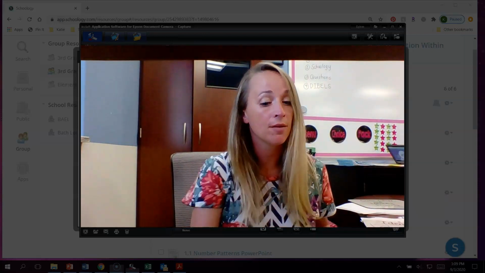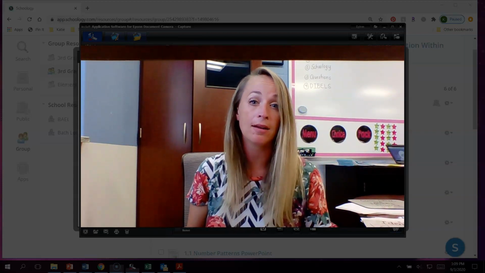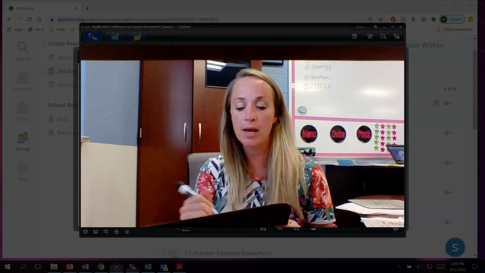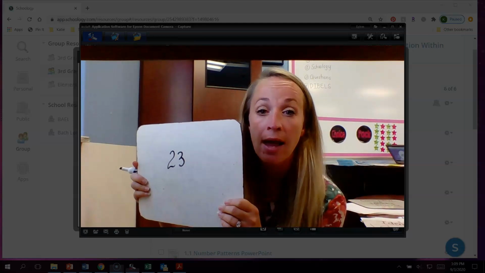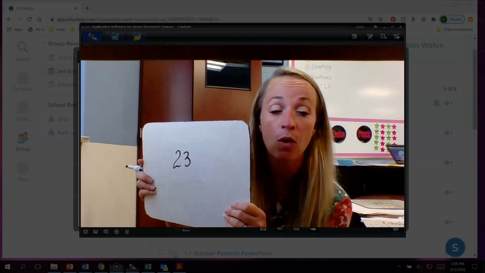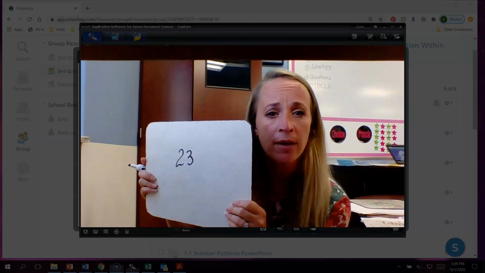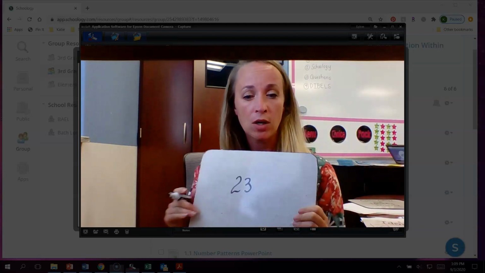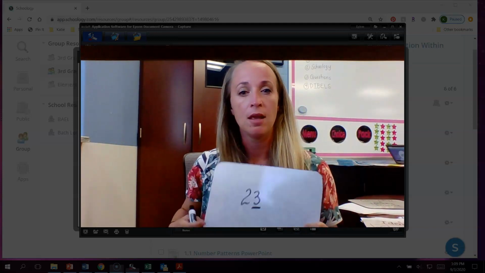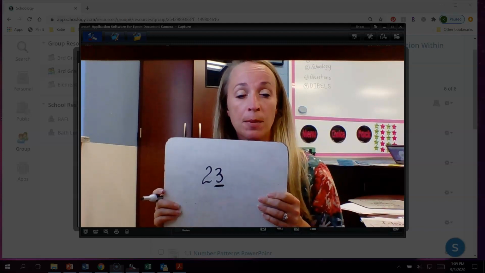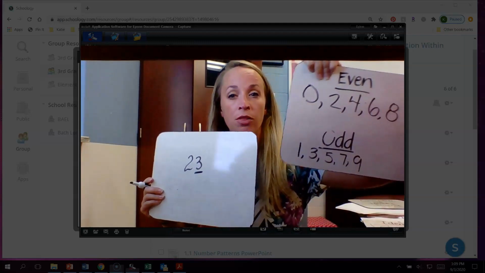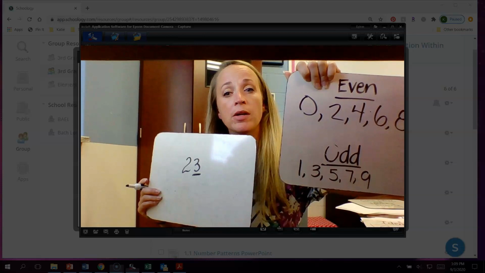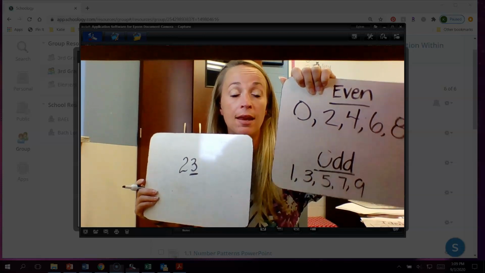So how do we figure out if something is even or if something is odd? Well, on your board, I would like you to write the number 23. I need to identify if the number 23 is even or odd. Well, which digit would I look at? Would I look at the 2 or would I look at the 3? You always look at the number that is in the ones place. The 3 is the digit that is in the ones place. So if you remember, even numbers are 0, 2, 4, 6, 8. Odd numbers are 1, 3, 5, 7, and 9.